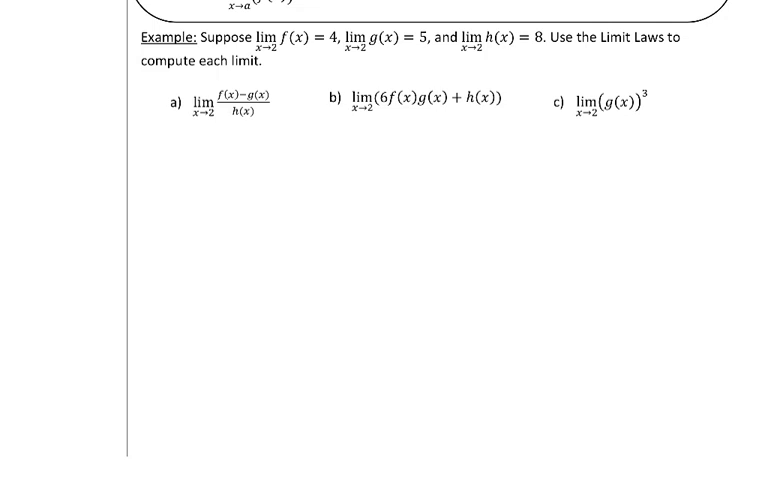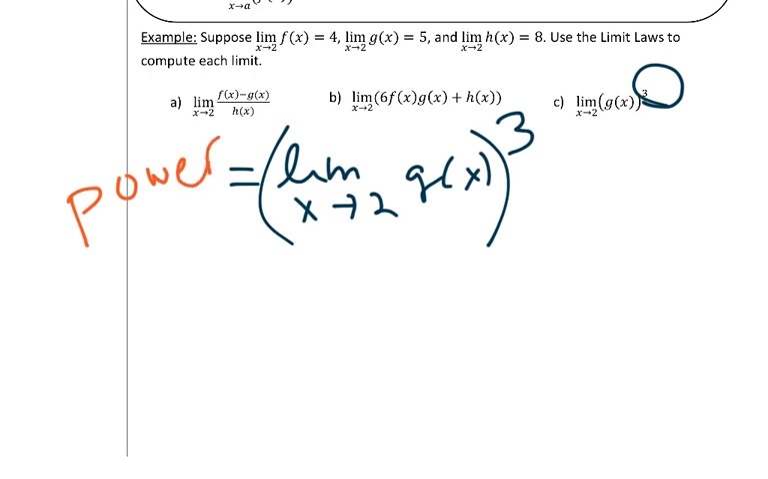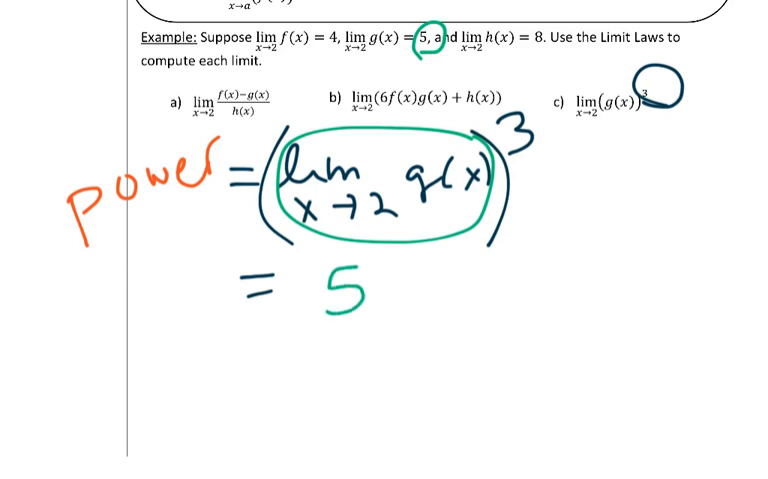All right, let's do part C now. Okay, so this is going to have to deal with the power, right? So this is the same thing as the limit as x approaches 2 of g of x, and the whole thing to the third power. So that is the power law. And, well, that's it, right? We've isolated that. So this right here is defined as 5. So this is really 5 to the third, which is equal to 125.